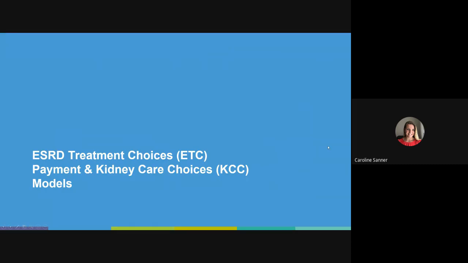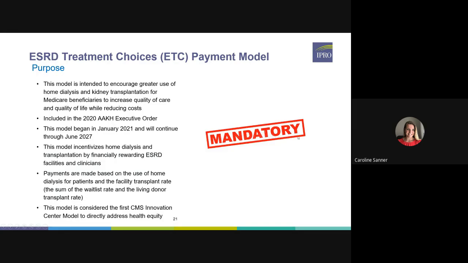All right, so we're going to switch gears now and talk about the first of two payment models. The End-Stage Renal Disease Treatment Choices payment model is the first one. That's normally referred to as the ETC model. And the second one is the Kidney Care Choices models. The first one we're going to go through is the ETC payment model.